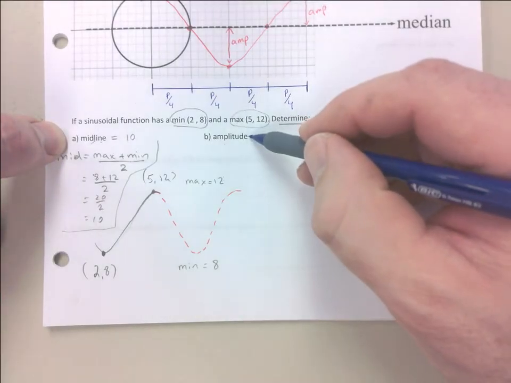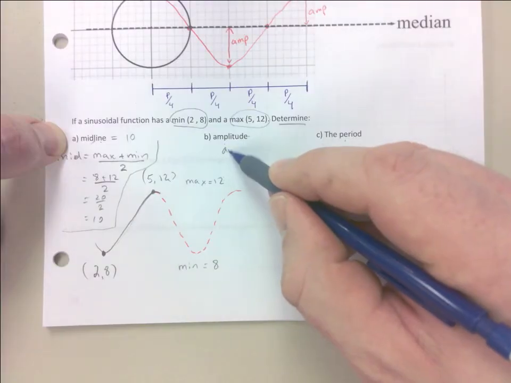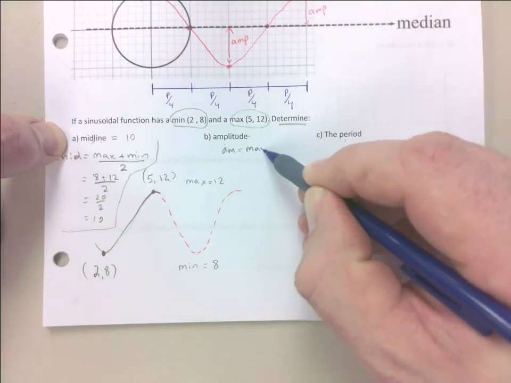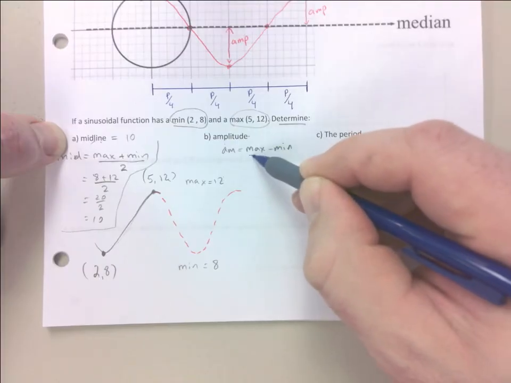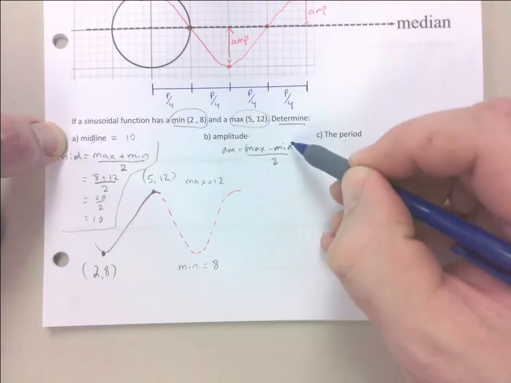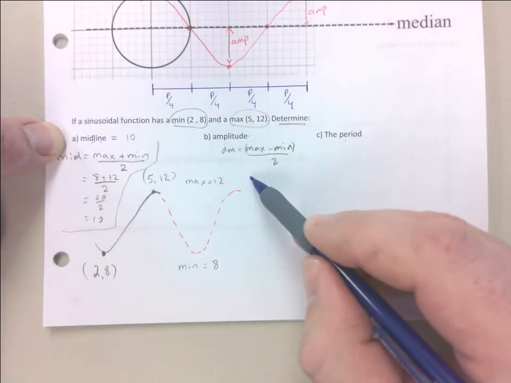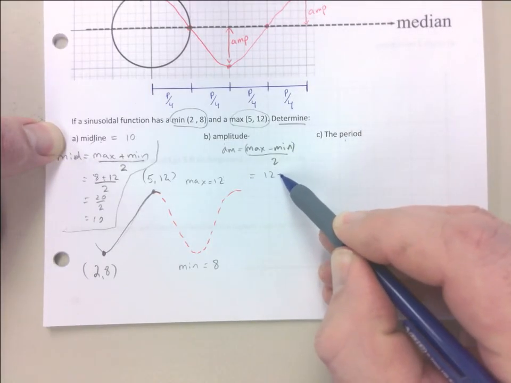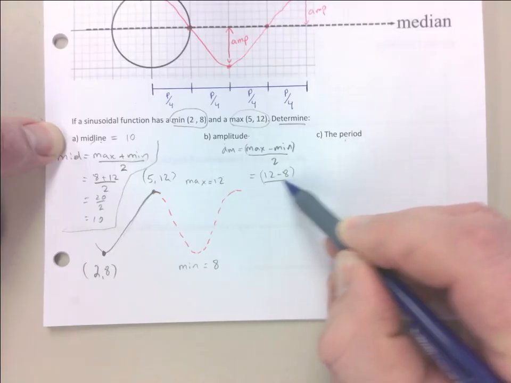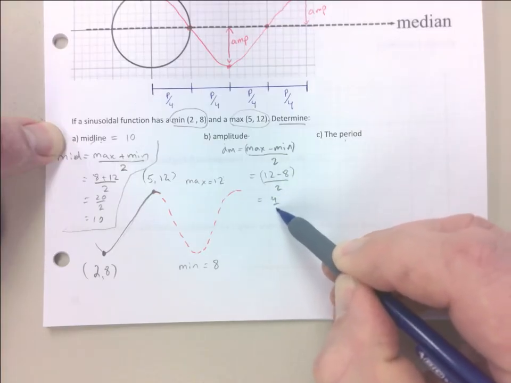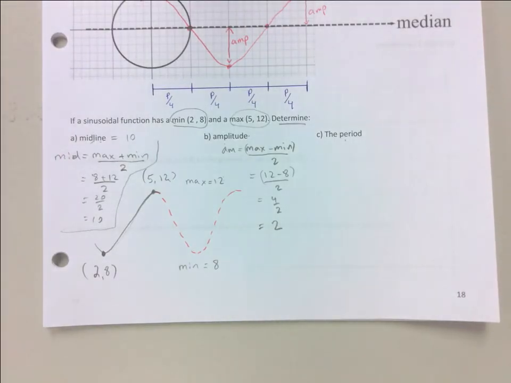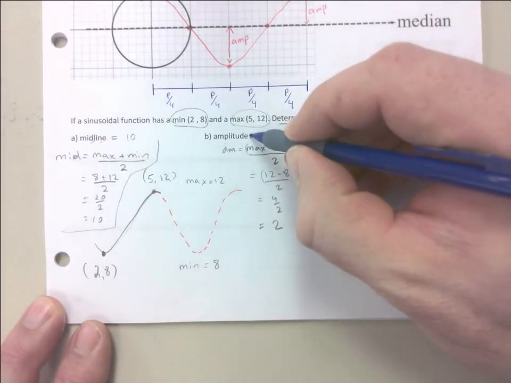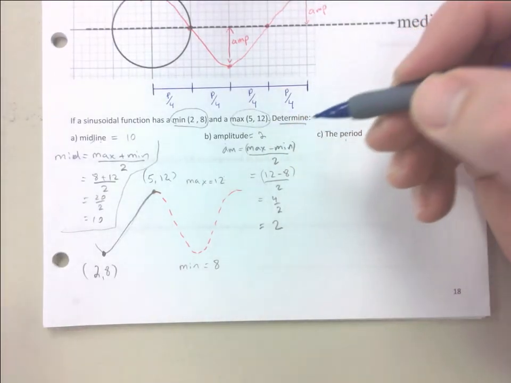The amplitude, I don't know if you know the formula. If you have it on your study sheet, it's actually max minus min divided by 2. Make sure you do that in brackets first, right? So we go 12 minus 8 divided by 2. That's 4 divided by 2. That's just 2. So the amplitude is 2.